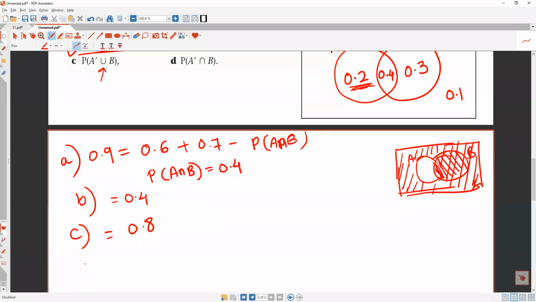D part, they said intersection. Okay. Intersection. Same like before, just like this, but intersection. Intersection is where the two lines cross. I can see 0.3 is the only area where both of them got crossed. So the answer will be 0.3.